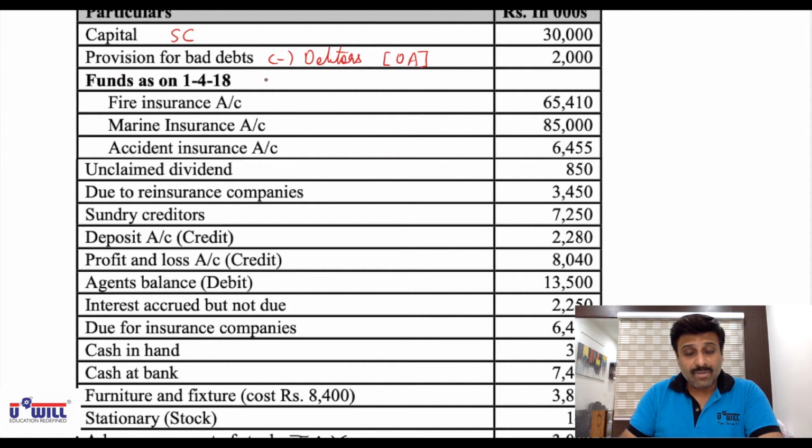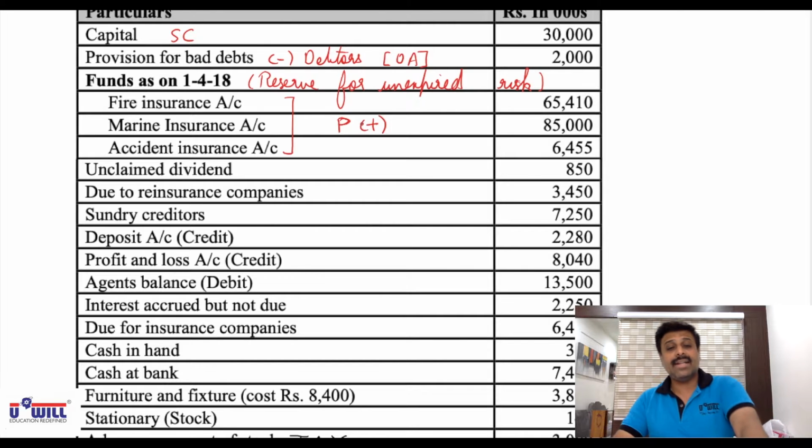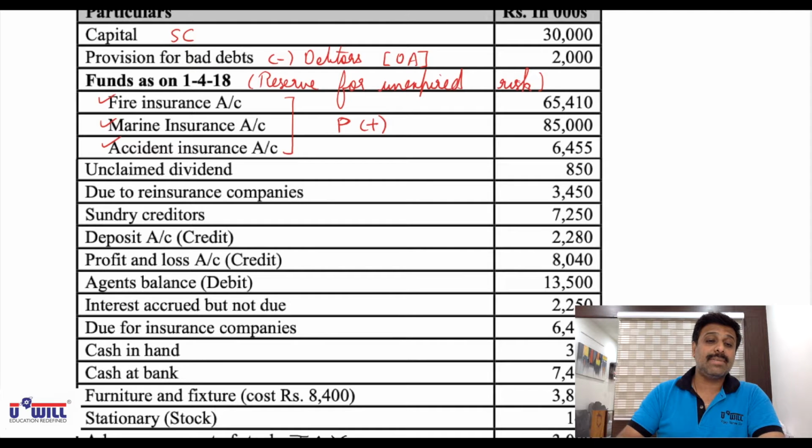Now fund as on 1/4/18, fund means reserve for unexpired risk. So 1/4/18 is the opening balance of reserve for unexpired risk, that we will add in premiums. Opening balance of reserve for unexpired risk will add in premiums. Here we have fire, marine, accident, three items separately.